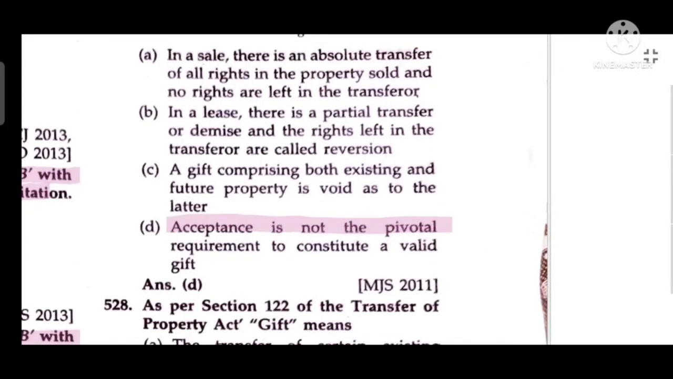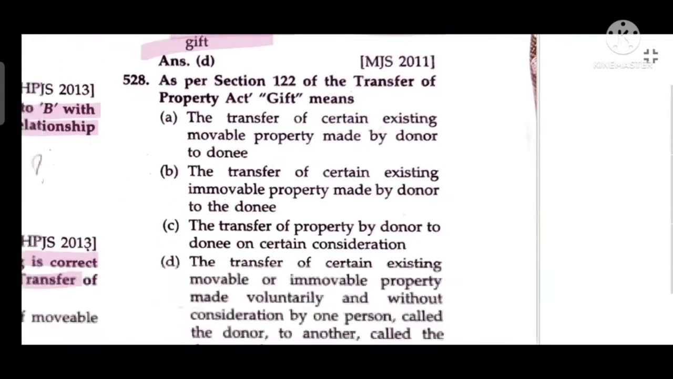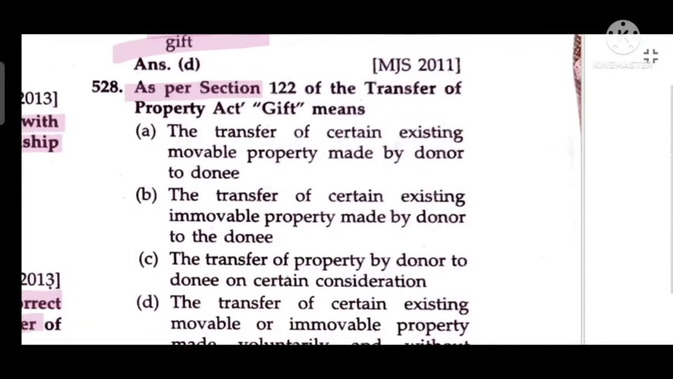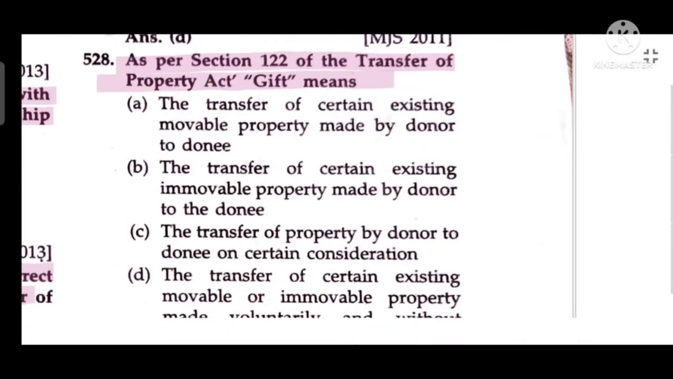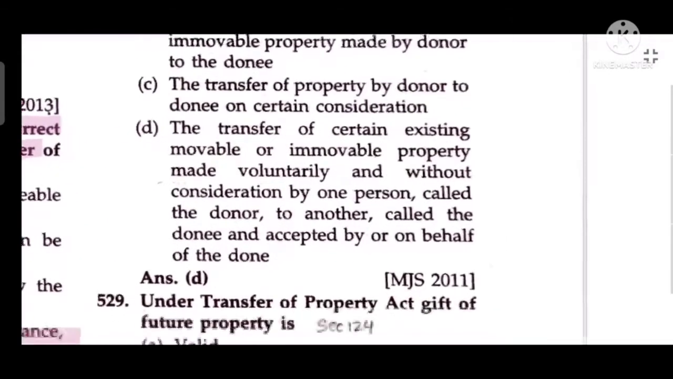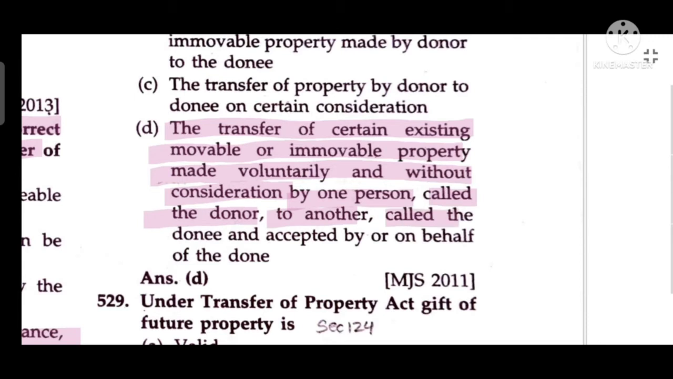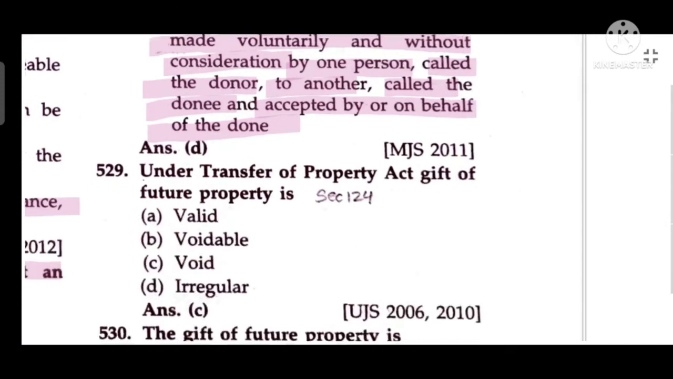Acceptance is not a pivotal requirement to constitute a valid gift. As per Section 122 of the Transfer of Property Act, gift means the transfer of certain existing movable or immovable property made voluntarily and without consideration by one person, called the donor, to another, called the donee, and accepted by or on behalf of the donee.